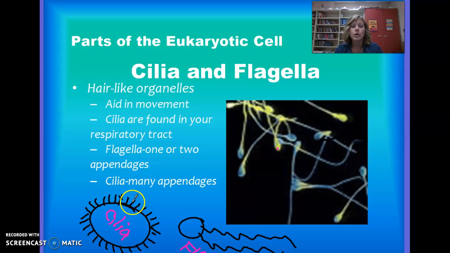So cilia are short appendages, and there's usually a lot of them when cilia are present. Single-celled pond water organisms, for example, would use these for movement. They move them, and it helps propel them through the water. In our respiratory tract, they trap particles that are not supposed to be there, like dust and other pollutants that might be in the air. The stimulation of these causes you to cough or sneeze to try to expel those particles from your body.